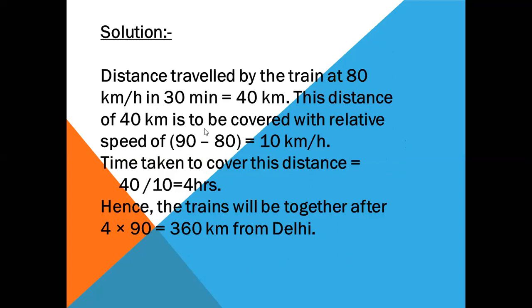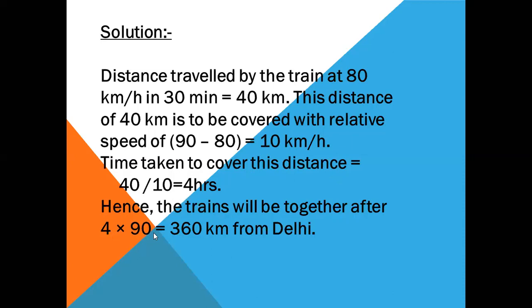So this distance of 40 km is to be covered with a relative speed of 10 km per hour. Now the time taken to cover this distance would be distance upon speed. What is the distance? 40 km. What is the relative speed? 10. You can say in 4 hours will be the time taken to cover this distance. So if you ask me when the two trains will be together, I can say the trains will be together after 4 hours.